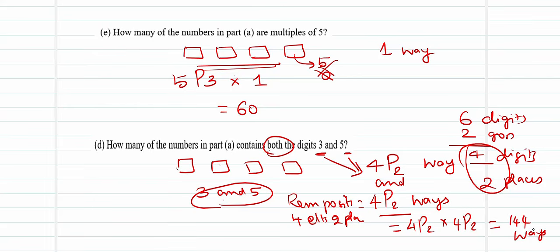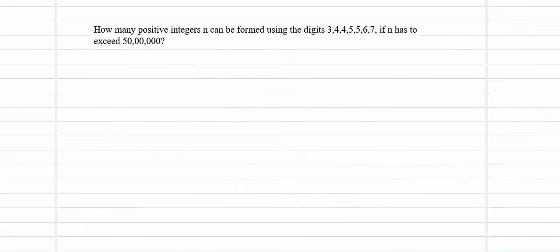I hope the first problem about how we arrange elements using permutation is very clear to you. We move on to the next problem. How many positive integers n can be formed using the digits 3, 4, 4, 5, 5, 6, 7 if n has to exceed 50 lakhs? Now, in problem number 1 all the elements were distinct. But in this case, 4 is repeated twice and 5 is repeated twice. So we have repetition of elements.